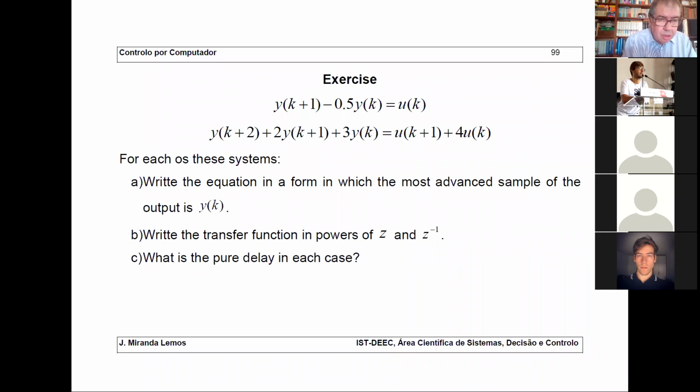Okay, so we skip this exercise. I would suggest that you do the exercise on your own. And if you have difficulties, we can start next class by answering questions related to this slide 99. So questions about this stuff? No questions? So read the slides attentively. Try to solve this exercise in slide 99.